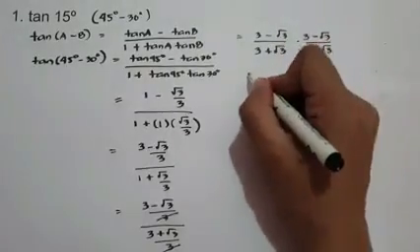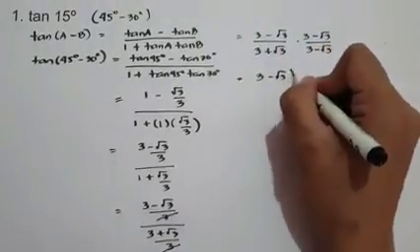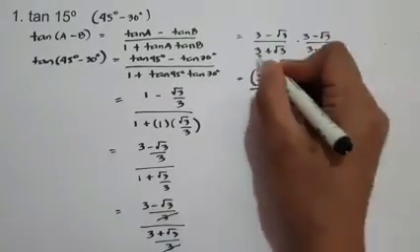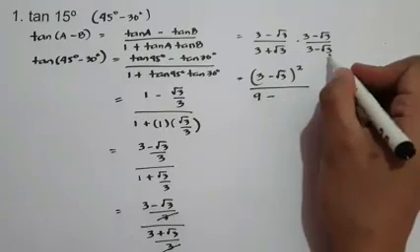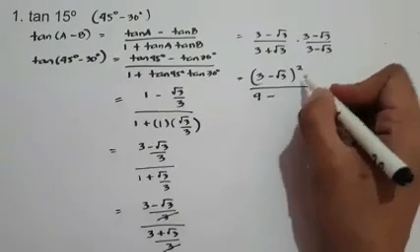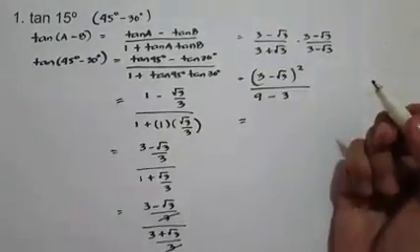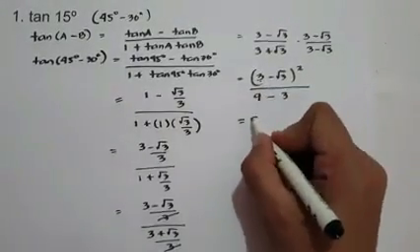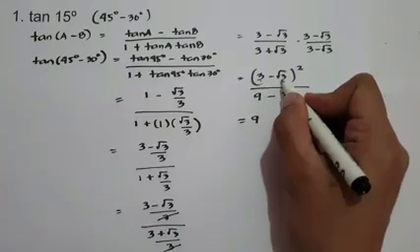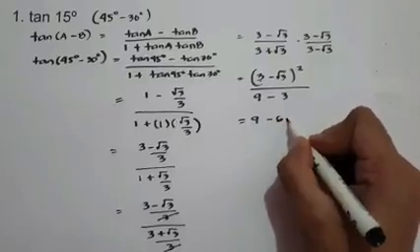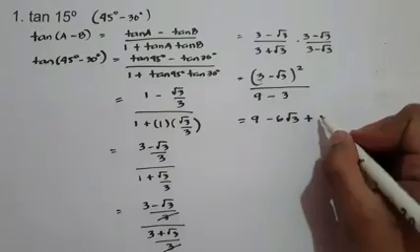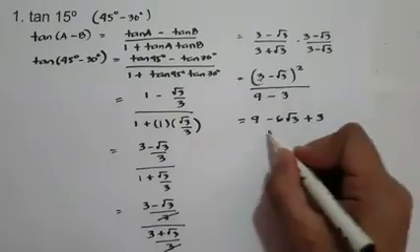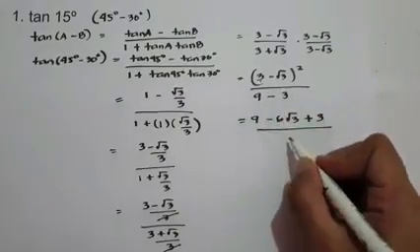So let's have 3 minus square root of 3, squared, over 3 times 3, which is 9. Positive times negative is negative. Square root of 3 times square root of 3 is square root of 9, and the square root of 9 is 3. So let's simplify. 3 multiplied by itself is 9. 3 times negative square root of 3 is negative 3 square root of 3, times 2, that is negative 6 square root of 3. And then negative times negative is positive. Square root of 3 times square root of 3 is square root of 9, and the square root of 9 is 3. Over 9 minus 3, that is 6.